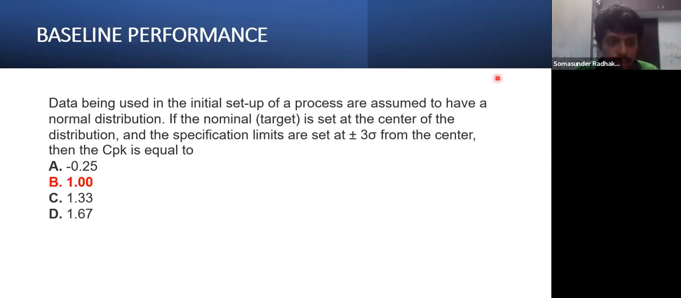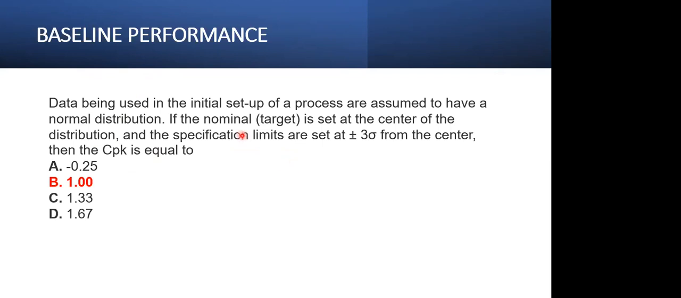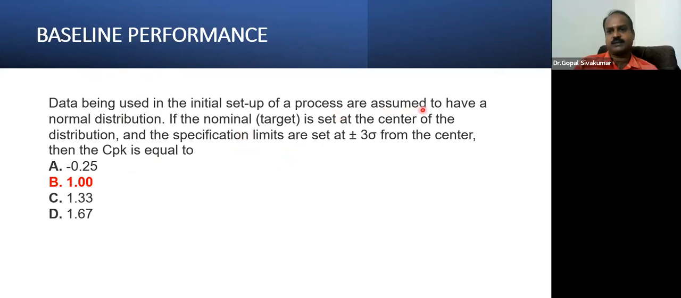Now, data being used in the initial setup of a process are assumed to have a normal distribution. Nominal is set at the center. That means process center and customer target are the same. Specification limits are set at plus or minus 3 sigma.